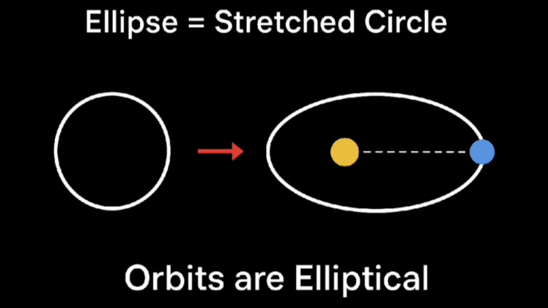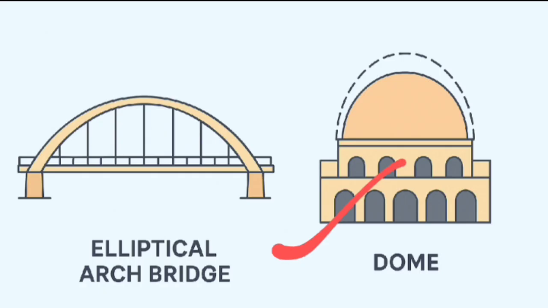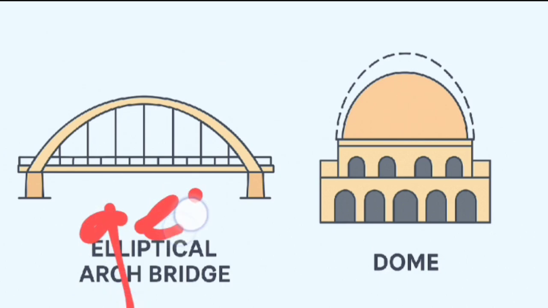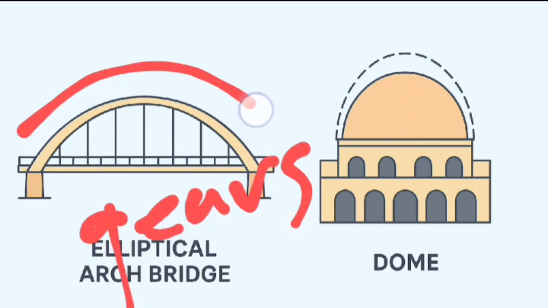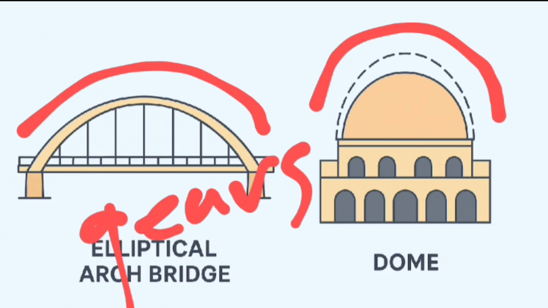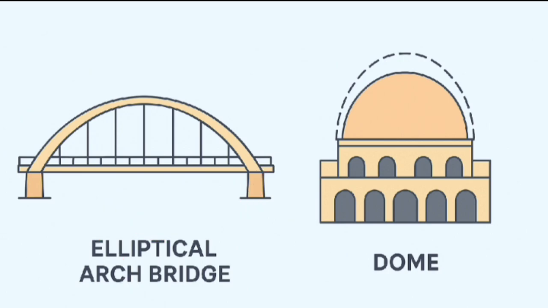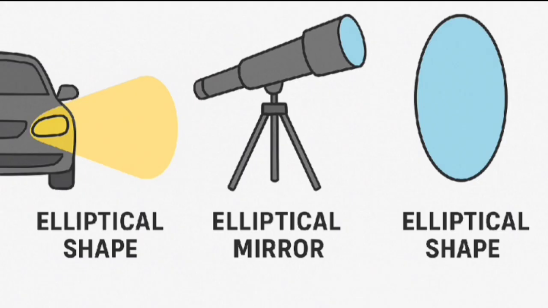Here I give you some examples of elliptical shapes, like orbits of planets and satellites. Then elliptical gears are there, and cams in engines are elliptical shapes. Then elliptical bridges and domes are elliptical shapes for strength and for aesthetic purposes also. We often use satellite dishes that are elliptical shapes for better signal reception. Then headlight reflectors are also elliptical shapes.